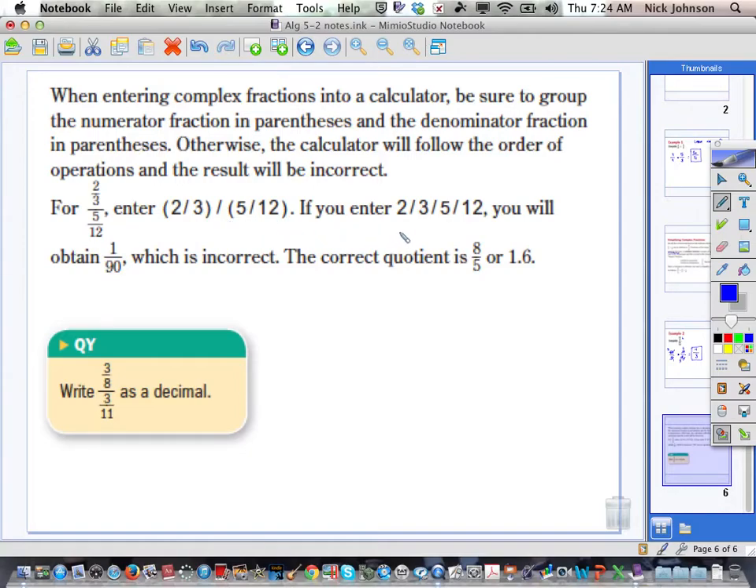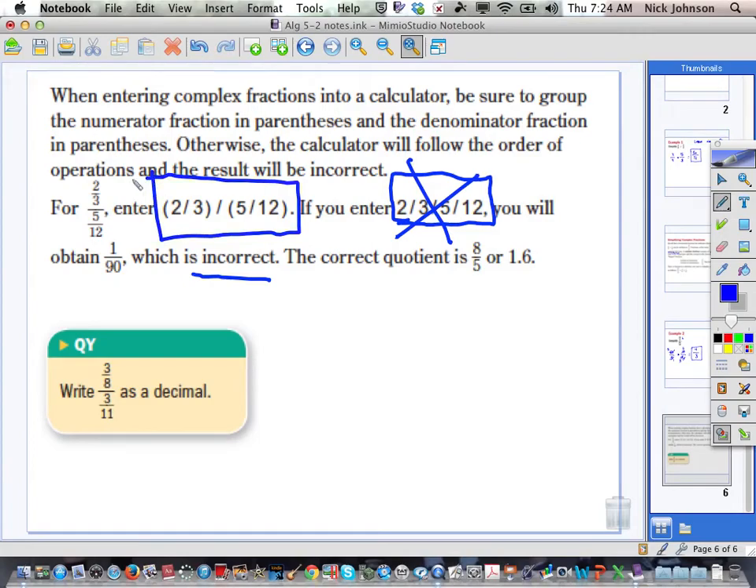Okay? If you divide it all the way straight through, just like this, like a lot of you have a tendency of doing, you obtain 1/90th, which is incorrect, okay? Do not do this. You need to type it in using parentheses, okay? If you type this in, the correct quotient is going to be 8/5, or what is 1.6, okay?